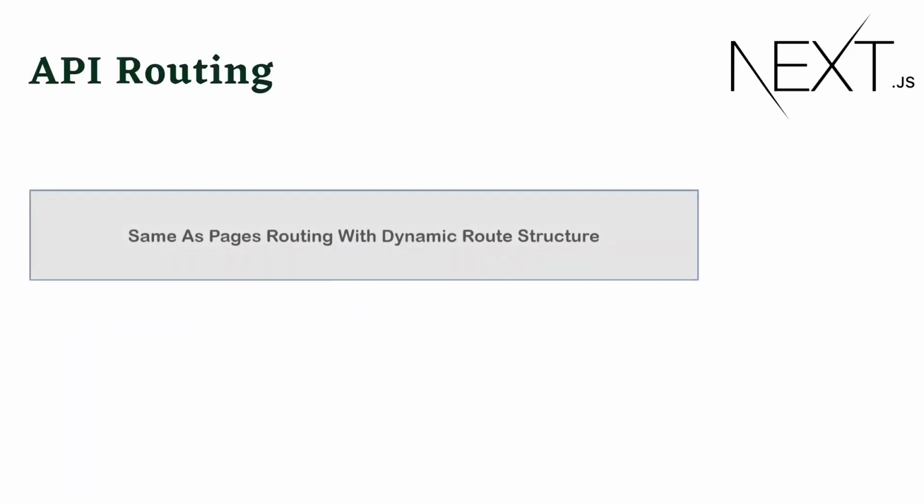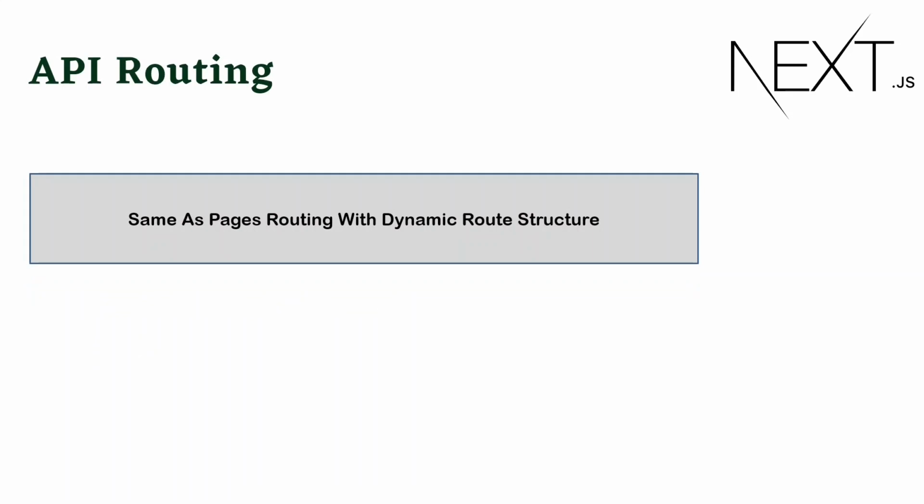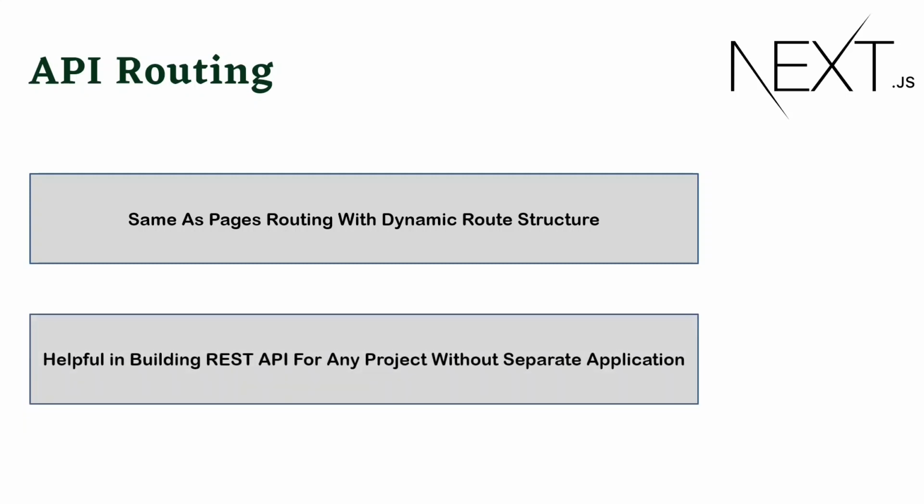So now we will see more terms about the API routing, how it works. It works the same as the pages routing with dynamic route structure. We can have dynamic IDs, and we can get all of these query functions, queries, parameters, and all of the things inside the API routing as well. And it is very helpful in building a REST API for any project without creating any separate application.